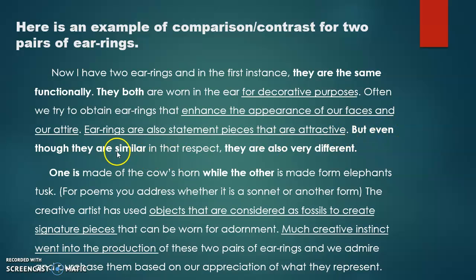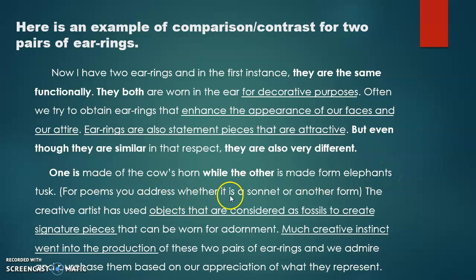But even though they are similar in that respect, they are also different. One is made of the cow's horn, while the other, notice in bold I have the phrases that are going to transition and take you from one to the next, looking at one, then going to the next. One is made from the cow's horn, while the other is made from elephant's tusk. I have another problem here. It should be an apostrophe.